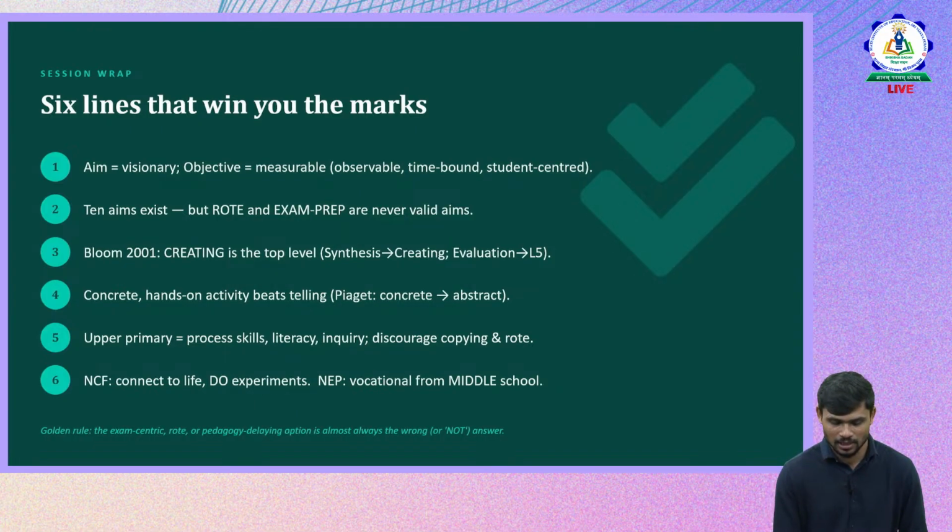So with this, we'll conclude our session. I hope you understood what kind of questions will be asked from CTET and what are the topics where they are focusing more and what kind of questions they are asking. Like for example, we discussed about aims and objectives. They were asking to identify the aim, which is not the aim, these kind of questions.